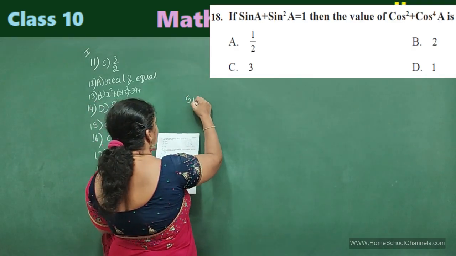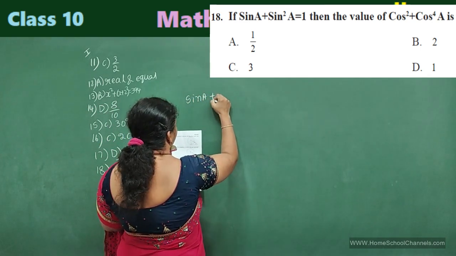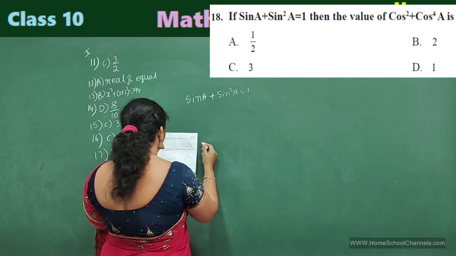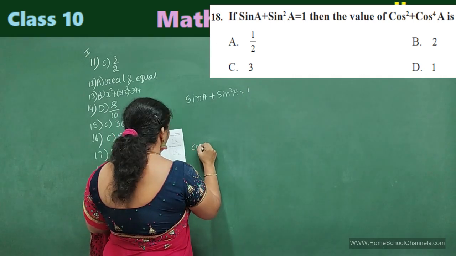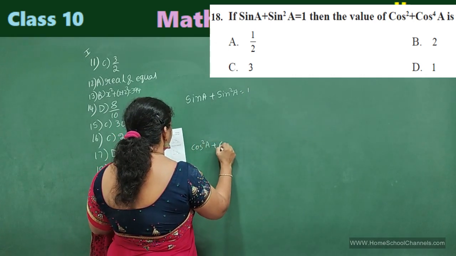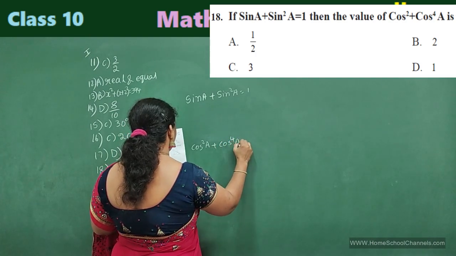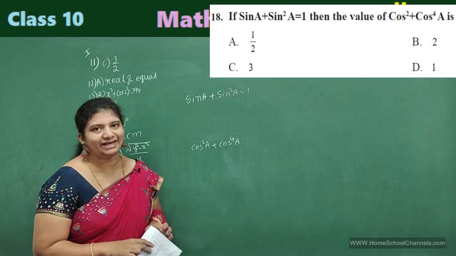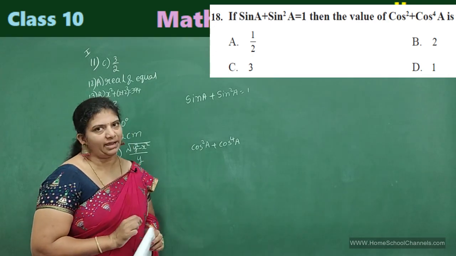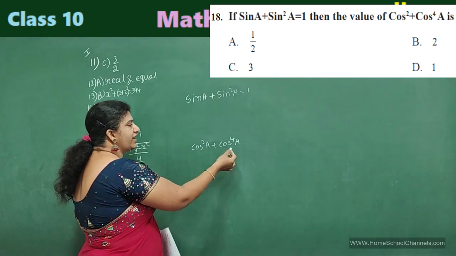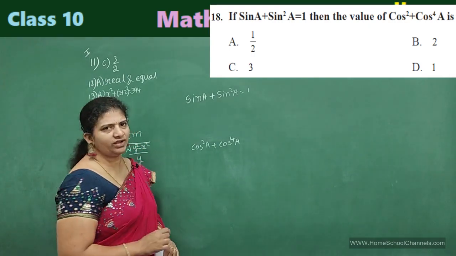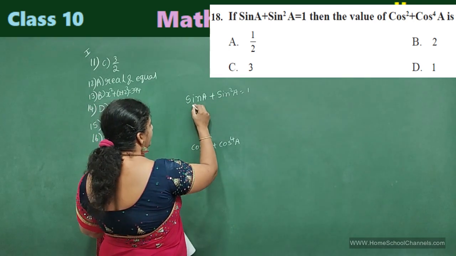18th one: sin A plus sin square A is equal to 1. Then find the value of cos square A plus cos power 4 A. See here, in your paper, A was missing in the English version. Please write there capital A. We need to find cos square A plus cos power 4 A. This can be done in 2 or 3 ways. Let me go in this way.